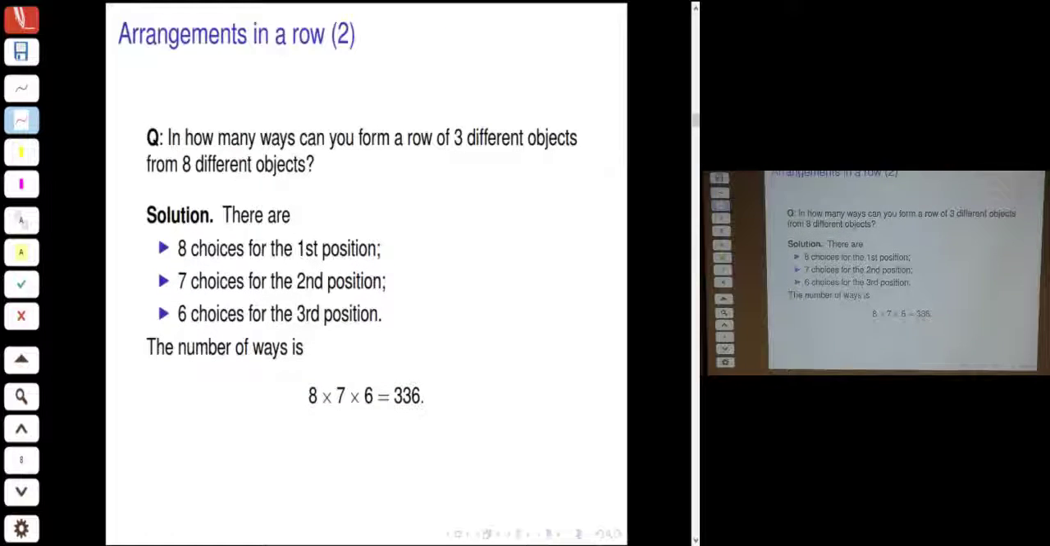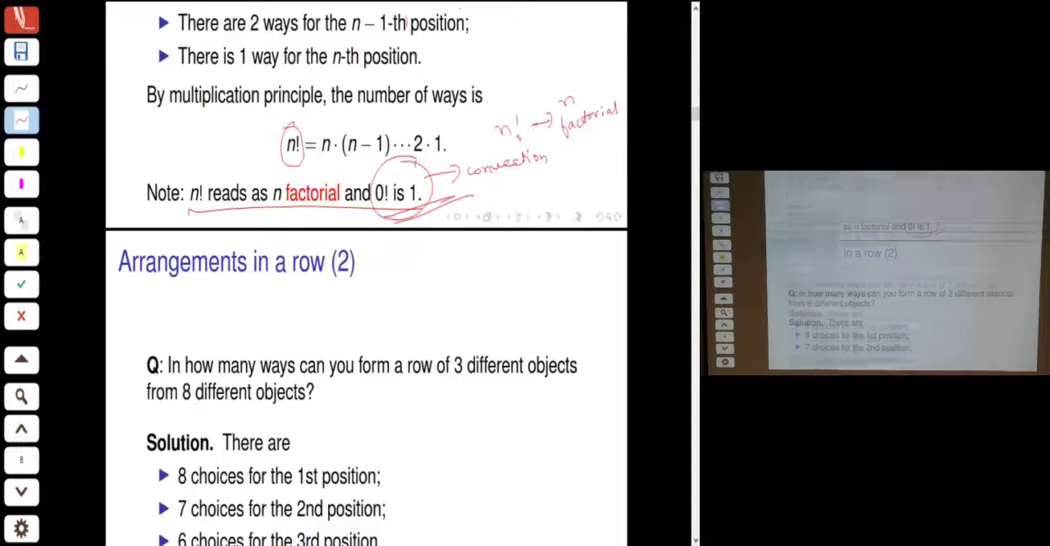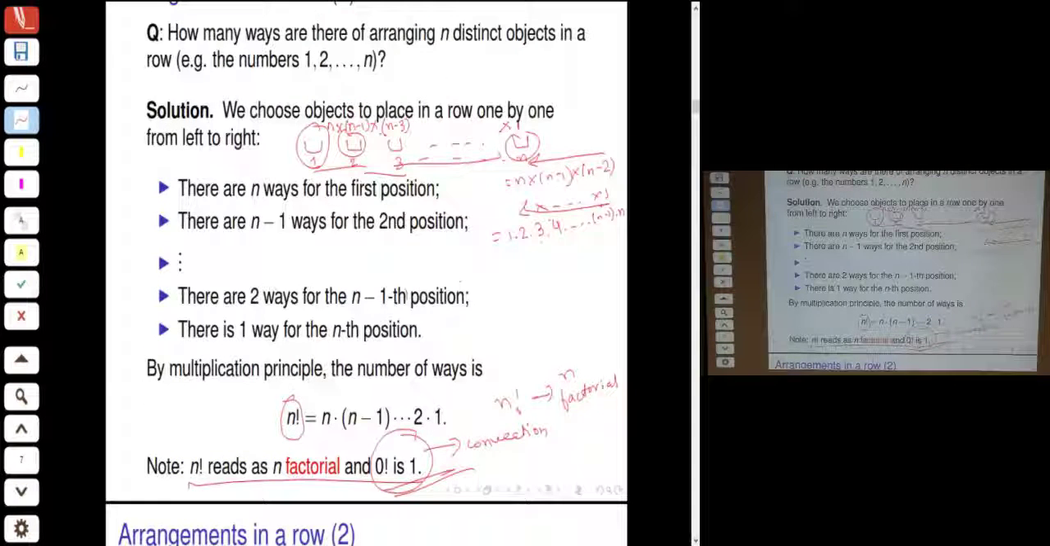So here is another example where this kind of reasoning can be deployed. So now you have 8 different objects and you want to form a row of 3 different objects. So how is it different from the previous example? In the previous example, if you think of it in terms of spots and filling the spots with balls, you had n balls of different colors in your hand, and you had n spots. So the number of spots was the same as the number of balls.